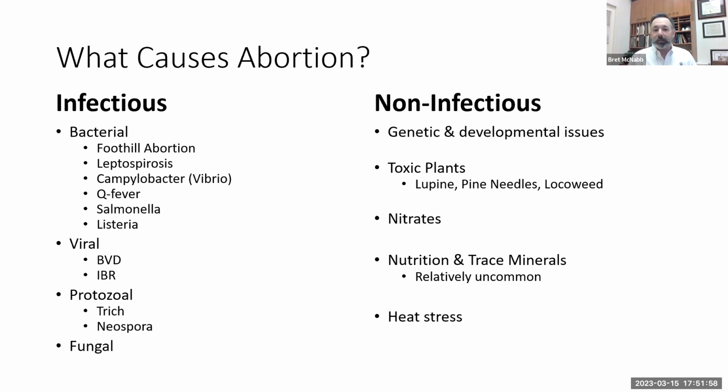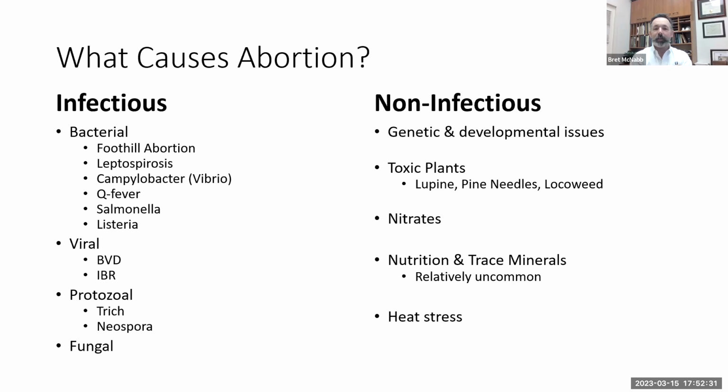We'll see things like nitrate exposure that can cause not only death of the cow, but can also cause low oxygen and abortion in the cows that survive. We often talk about low nutrition and trace mineral imbalances like copper and selenium. While those certainly can have an effect on the fetus, they're relatively uncommon as a sole cause of abortion. It can certainly happen, but it's not a leading cause of abortion.